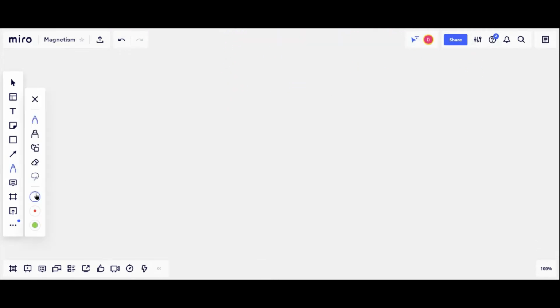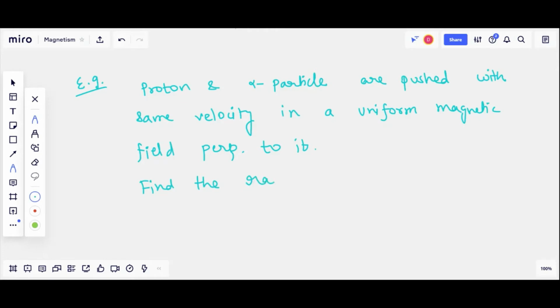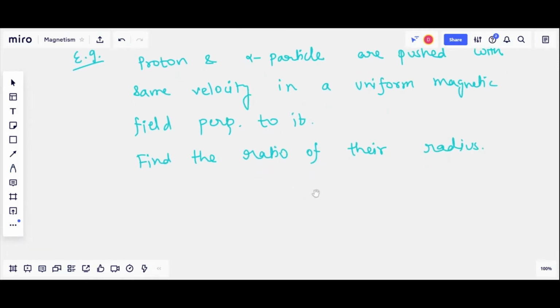So let's do a quick numerical on this to help us understand how to apply all these formulas. Say there is a proton and an alpha particle pushed with the same velocity in a uniform magnetic field, perpendicular to it. Find the ratio of their radii. Interesting question, because although we already know the expression for the radius, mv over bq, and we know that v and b are the same for both, what about m and q?